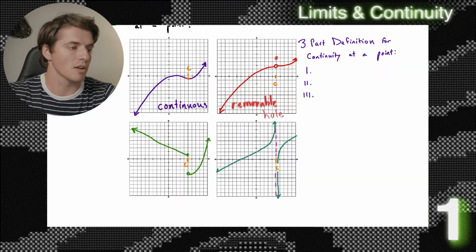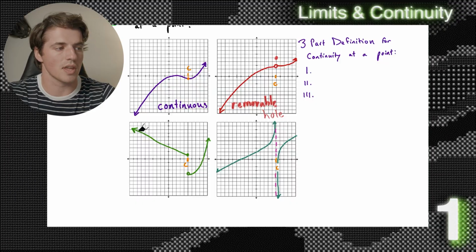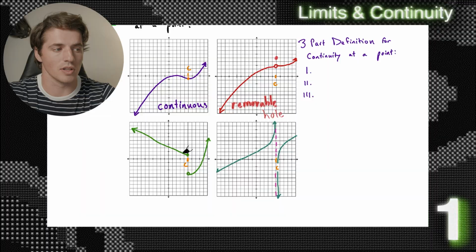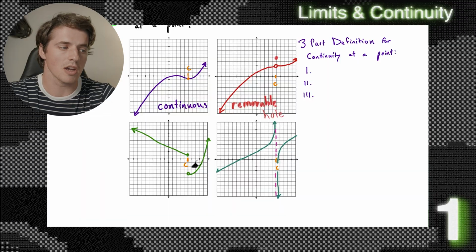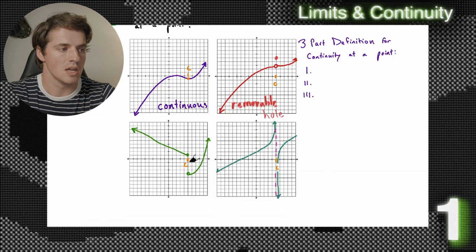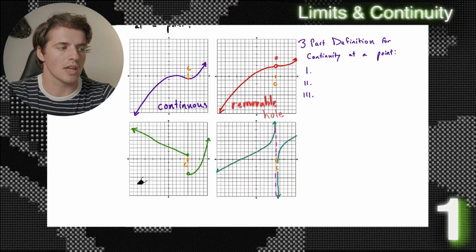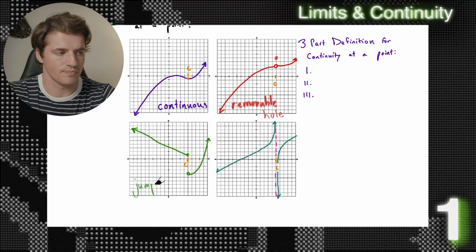And then we continue down here on the bottom left, we have a function that at c, we're fine. We have a continuous function on the left. And then once we get to c, we pick up our pencil and then we bring it down here to about -4 and start drawing again. This is called a jump discontinuity.